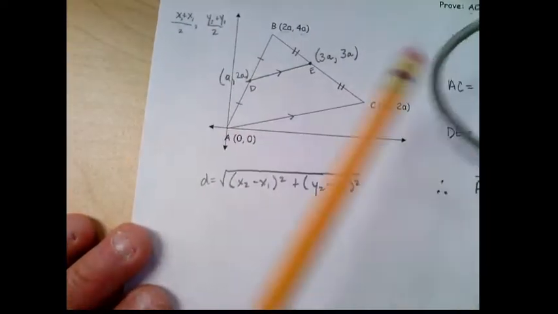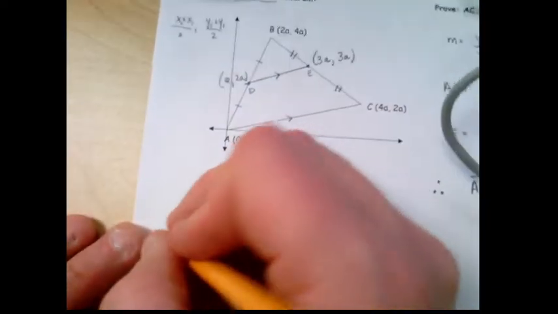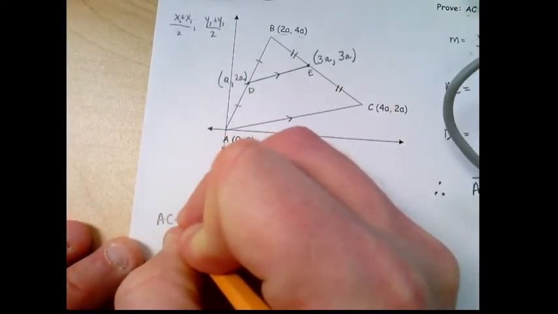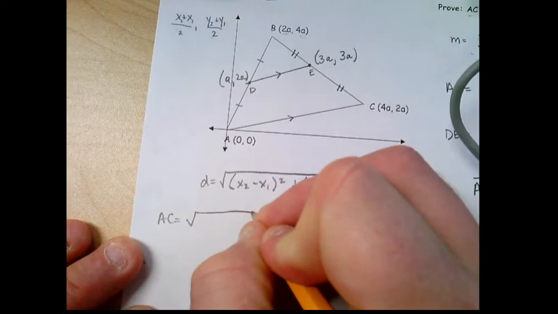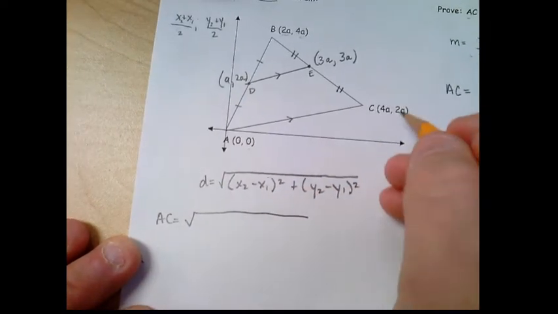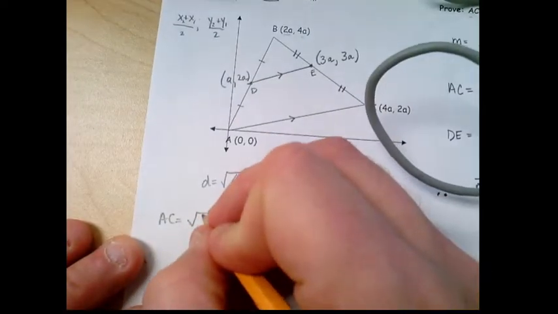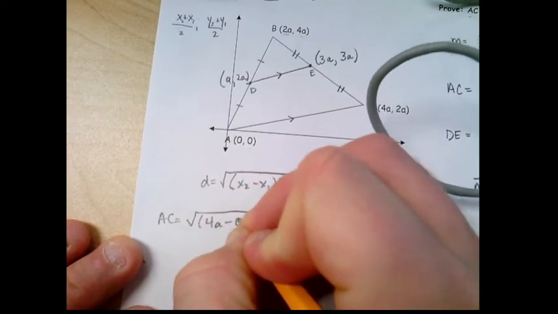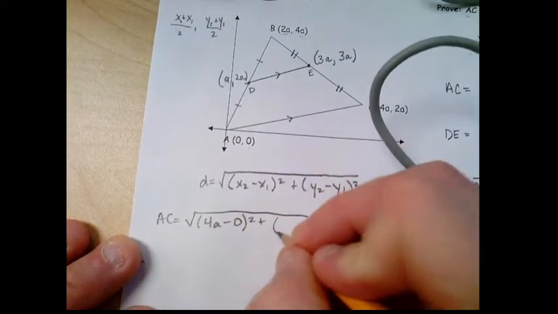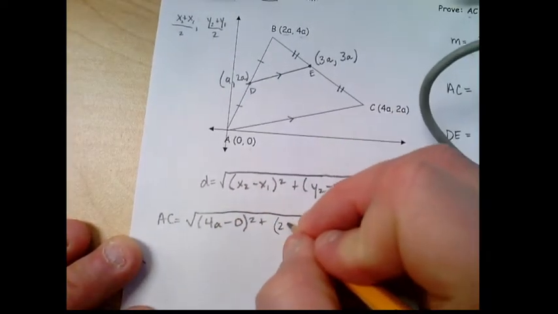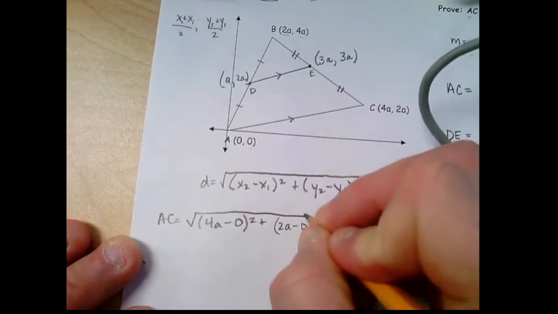So if I work this out, let's do it with AC first. AC has the distance, and we're going to do 4a minus 0, and then 2a minus 0. Now what that gives me is this.